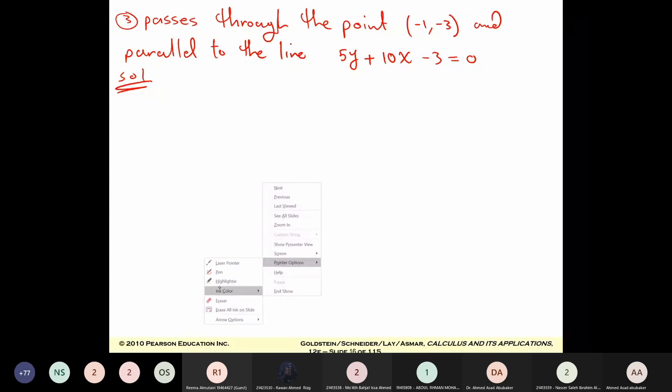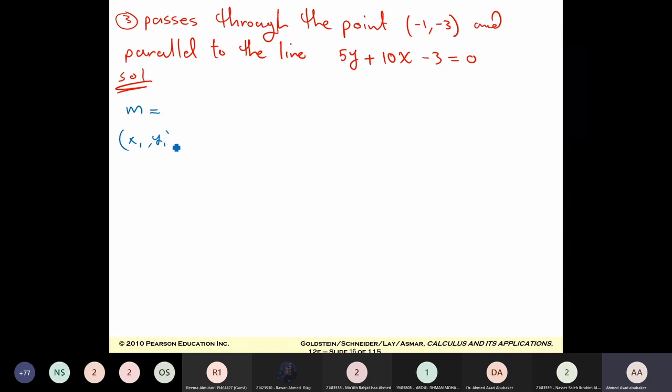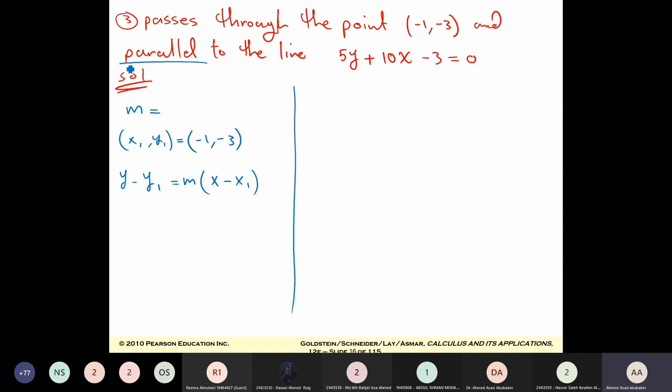Now, if we need to find the equation of the line, we must have the slope and the point x1 and y1. The point is already given: (-1, -3). We write the equation y minus y1, so we must have the slope. How can we find the slope? Look at the given line in the example. We need to find the equation of a line that is parallel to this line.